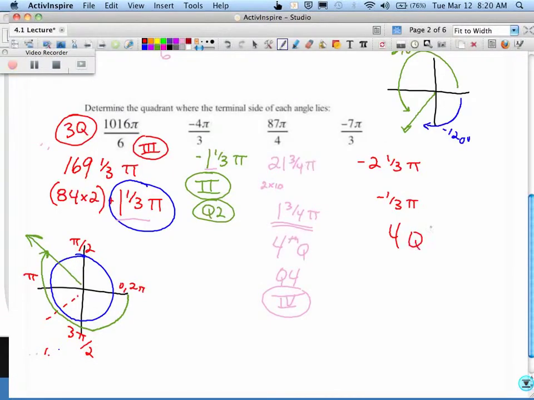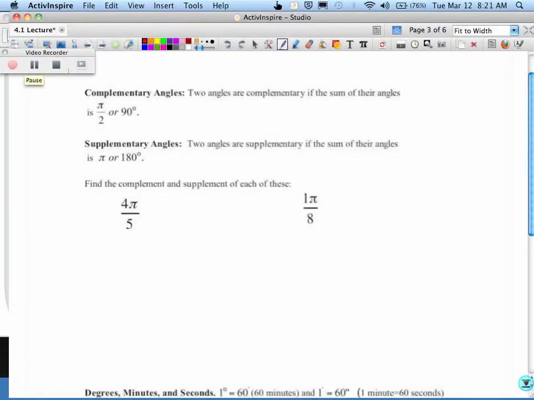For whatever reason, this vocabulary from geometry doesn't always carry through to now, but complementary is 90 degrees, supplementary is 180. Give me 2 angles that add up to 90, you're dealing with complementaries. Give me 2 angles that add up to 180, you're dealing with supplementary. So find the complement and supplement of each of these. Well, you always take your original angle and you subtract it from 90 or 180.